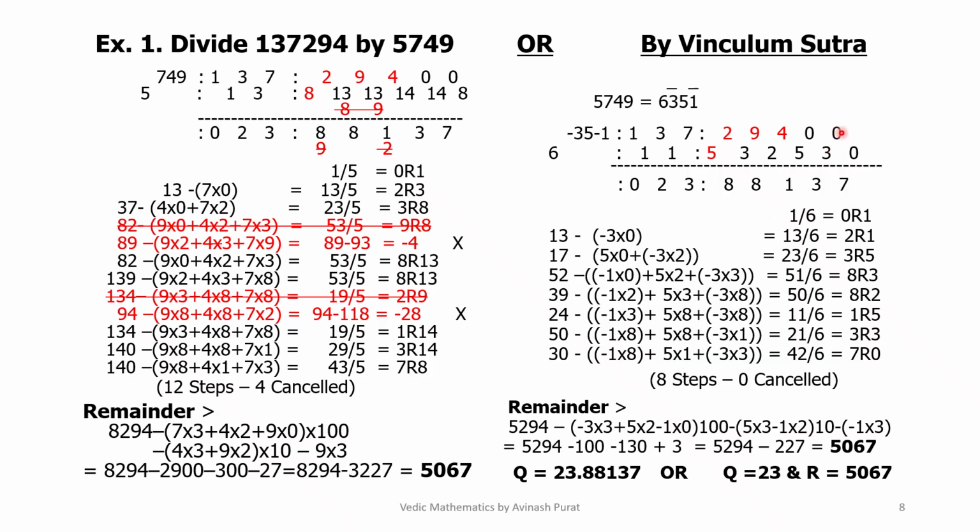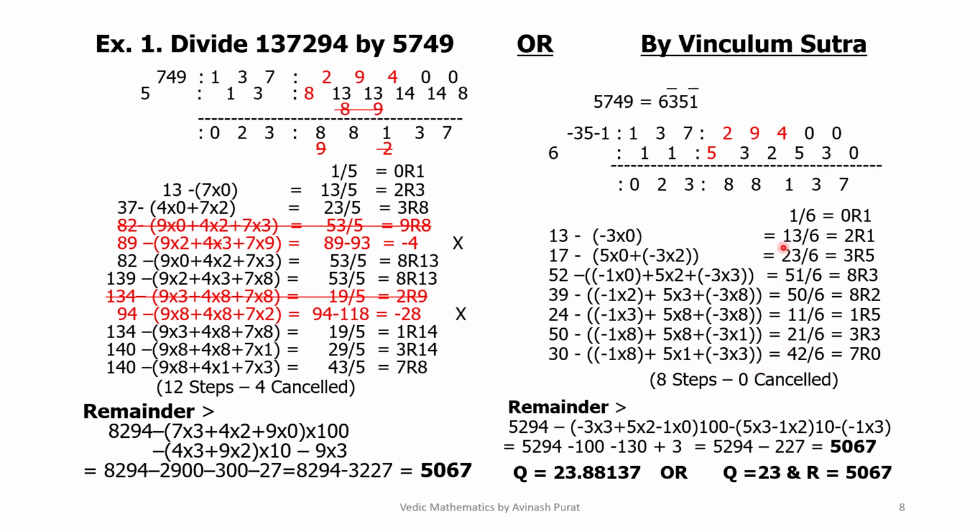Now 30 is the dividend, minus 1 into 8 plus 5 into 1 minus 3 into 3, that is 9 plus 8, 17. 17 minus 5 is 12. So 30 plus 12, that is 42 divided by 6, equal to 7 and remainder 0.